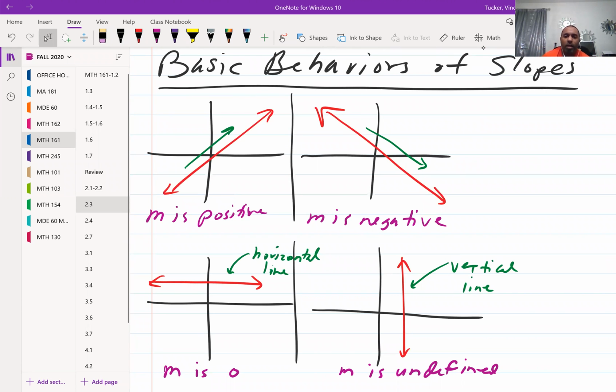All right, here we have basic behaviors of slopes. So if you follow your graph going from left to right, if it goes up, your slope is positive. Then if you follow your graph going from left to right, if your line goes down, your slope is negative. So once again, if your line goes up from left to right, your slope is positive. If it goes down, your slope is negative. Horizontal line, your slope is 0. Vertical line, the slope is undefined.